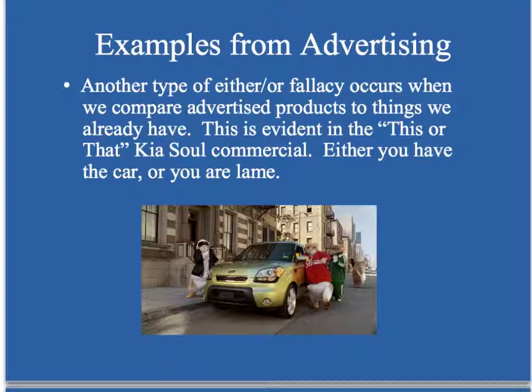This is an example taken from an advertising commercial for the Kia Soul that uses the song This or That with hamsters singing and dancing to it. In the commercial, they compare the car to random cars on the street, and they compare themselves to other hamsters. And they do an either-or fallacy by comparing them to one other option when there are other options.